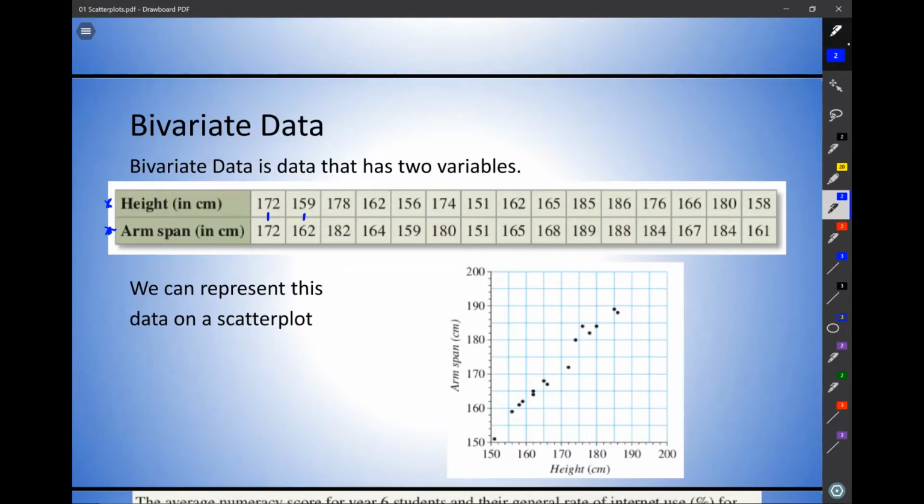And then a scatter plot, what we're looking at today, is this thing here. One of the variables, height, is represented here on the x-axis, and the other variable, arm span, is represented here on the y-axis, and each one of these dots represents a pair of numbers here in the table.